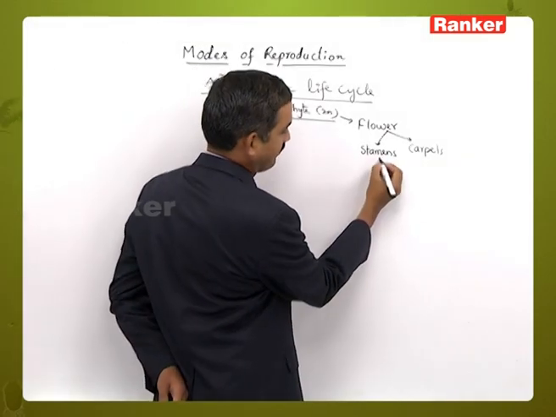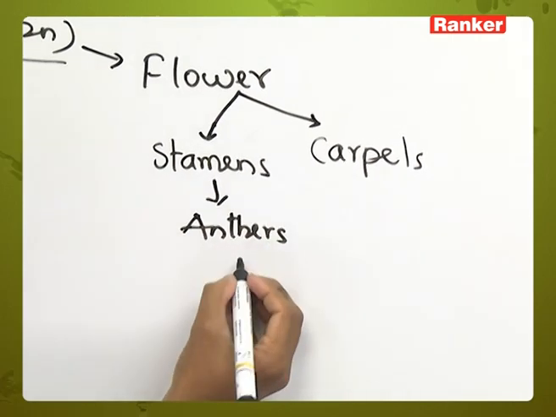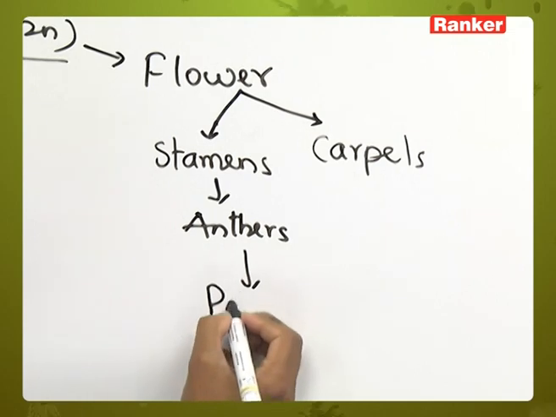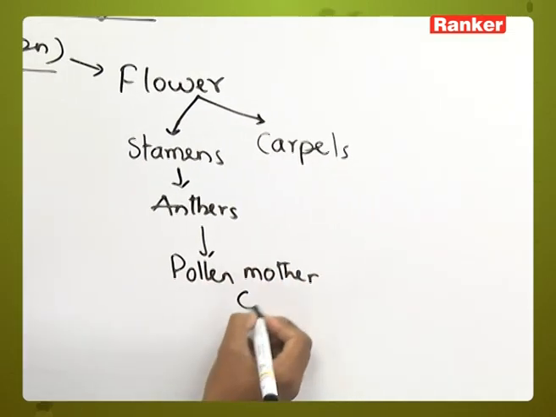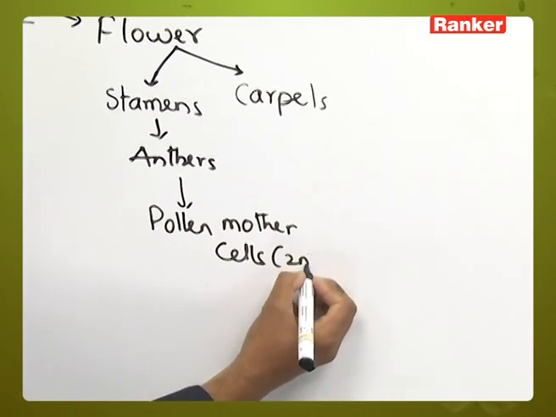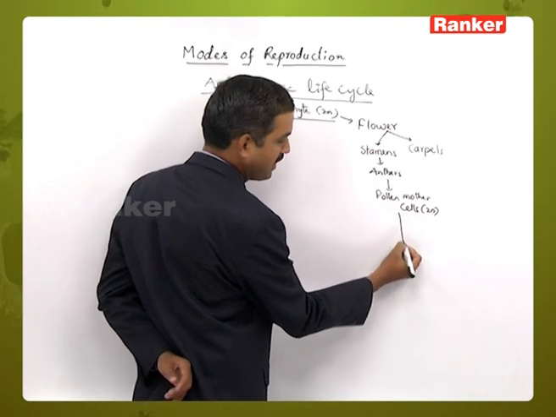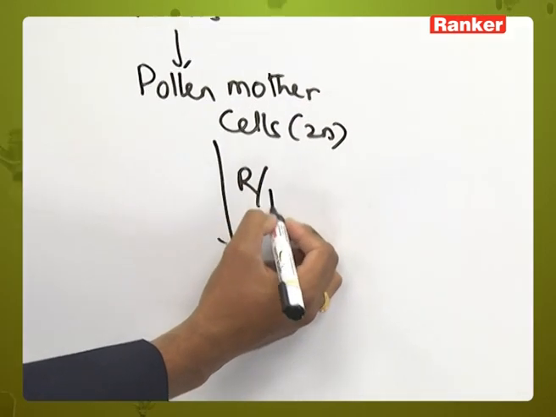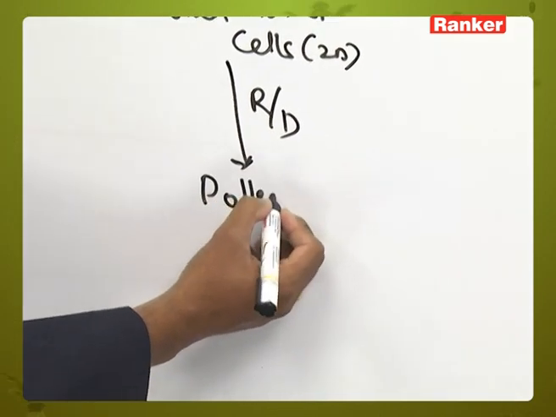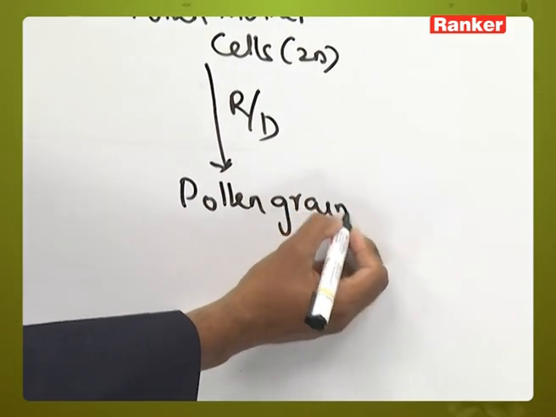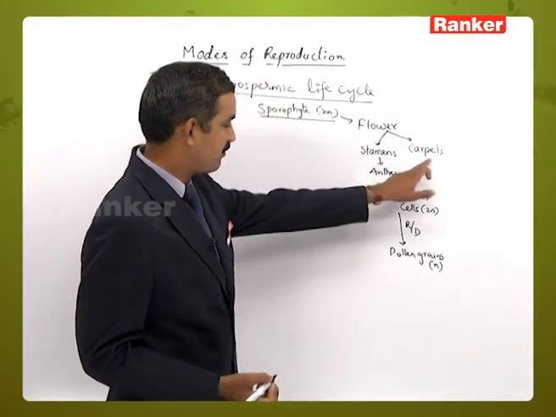Stamens contains anthers, and anthers produce pollen mother cells. Whereas this pollen mother cells will undergo meiosis, that is reduction division will take place here to produce pollen grains, which are haploid in condition. Now, let us come to female side.